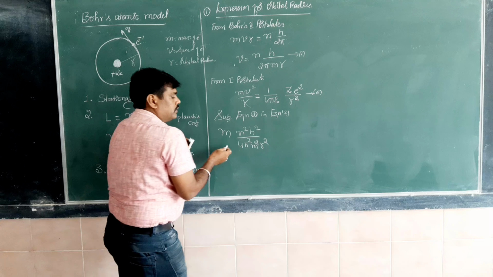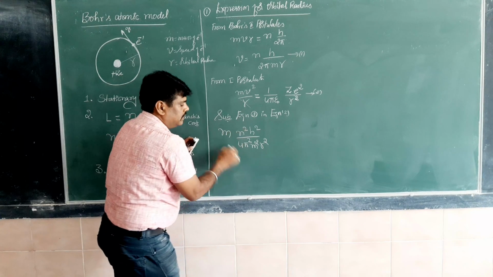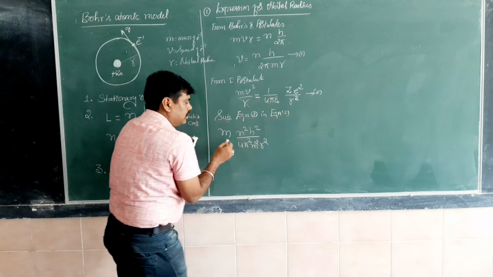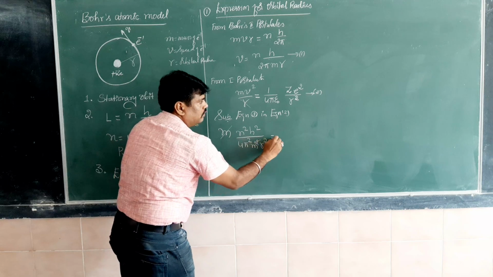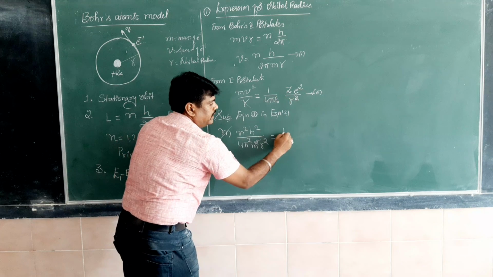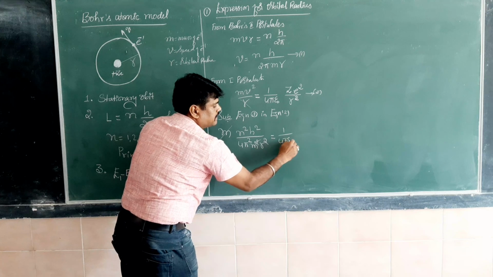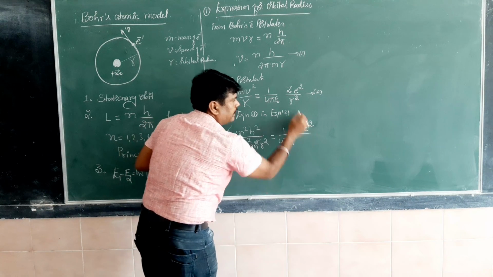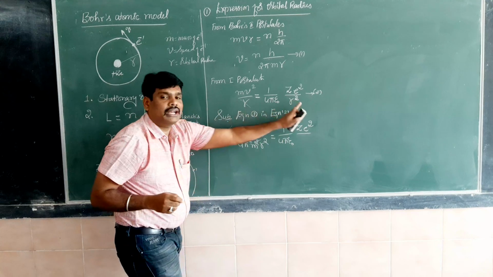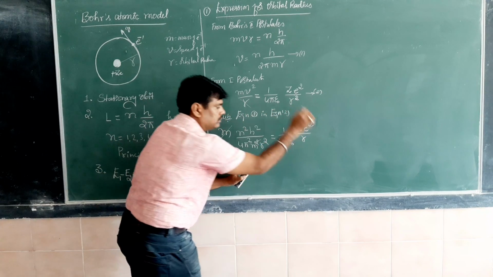Clear now? So here one r is there, that gets cancelled with the right hand side. So this m can also cancel one time. So this is equal to, as it is, 1 divided by 4 pi epsilon naught into Ze square divided by r square. One time r gets cancelled. I used to write only r.